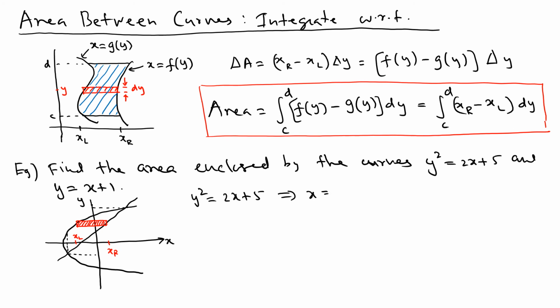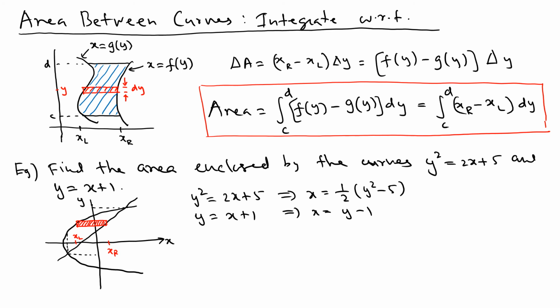So you subtract and take half. So x equals 1/2 y squared minus 5. That's one curve. The other curve is y equals x plus 1. This is easy: x equals y minus 1. Okay, that's the first thing to do. You solve for x for the two curves.